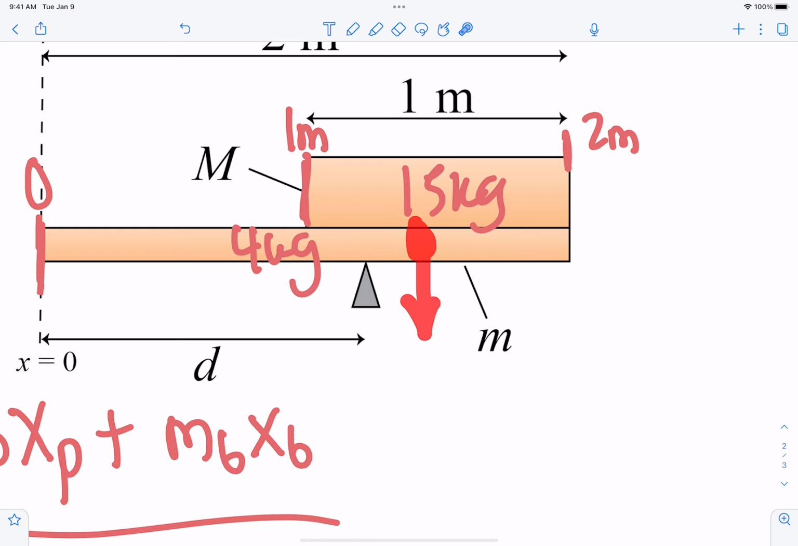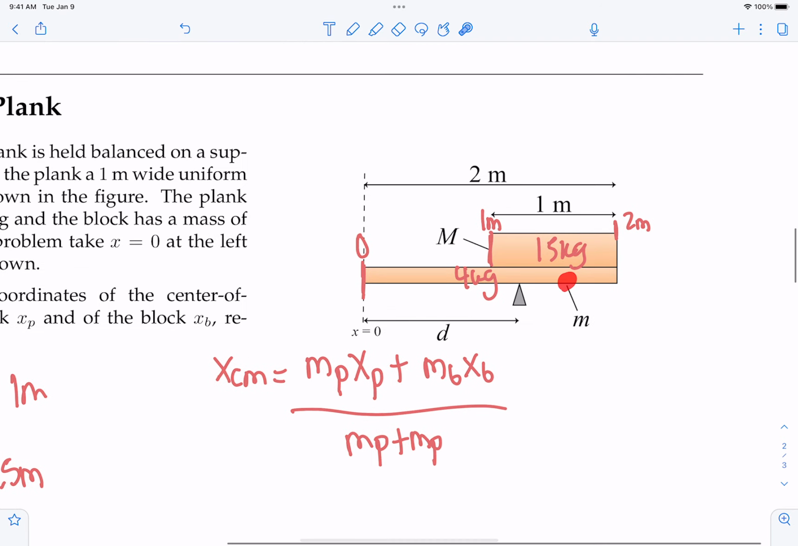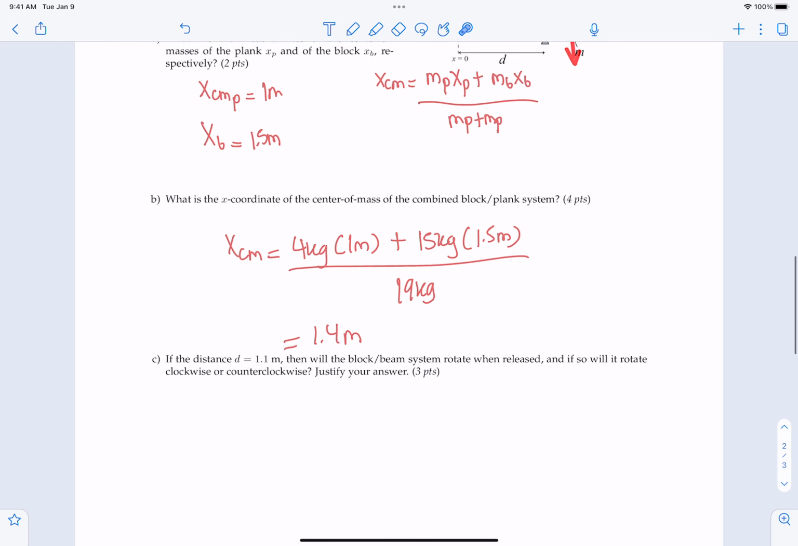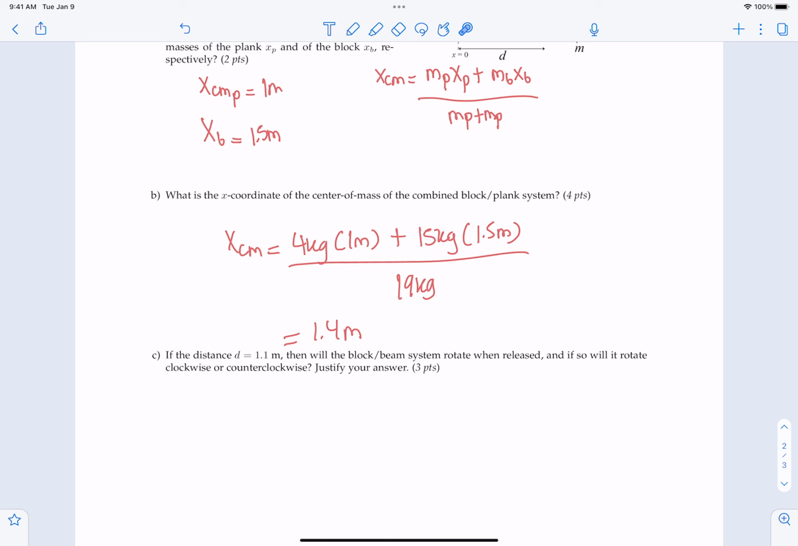If my center of mass is at 1.4 meters, okay, then that means this thing is going to tip over and going to be like this. Now, if it tips over this way, what direction is that? Clockwise, right? So, yeah, excellent. It would be moving clockwise.